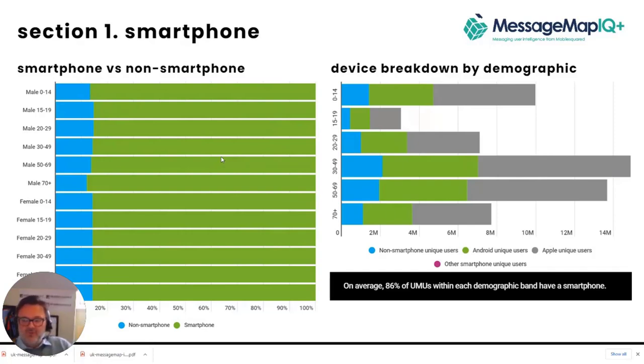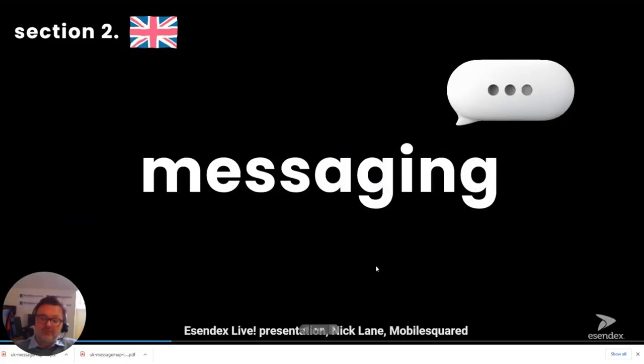Now, the penetration of smartphones is about 86% in the UK, so it's very high, and that's fairly evenly distributed between the different age groups. So again, that makes the UK quite a unique market. Normally on this slide here, you typically see more of a jagged edge between smartphone and non-smartphone. And you've got your breakdown here in terms of the device by demographic. But as you can see, typically 86% of users have potentially a rich messaging experience. So now I'm just going to look at messaging.